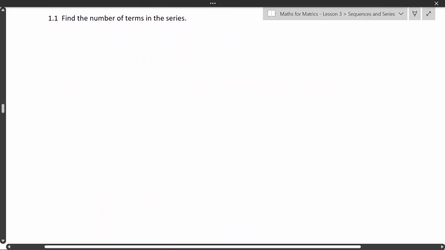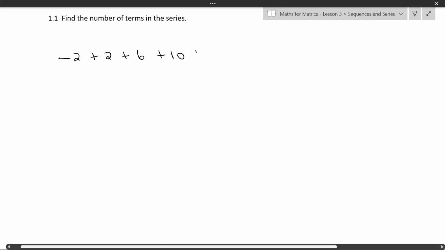In order for us to find the number of terms in the series, we first need to find the values of a and d so that we can substitute them into our formula. We are given the series -2, +2, +6, +10, plus the sum of the next consecutive terms until 122. Looking at the series, -2 is the first term. Therefore, a is equal to -2.